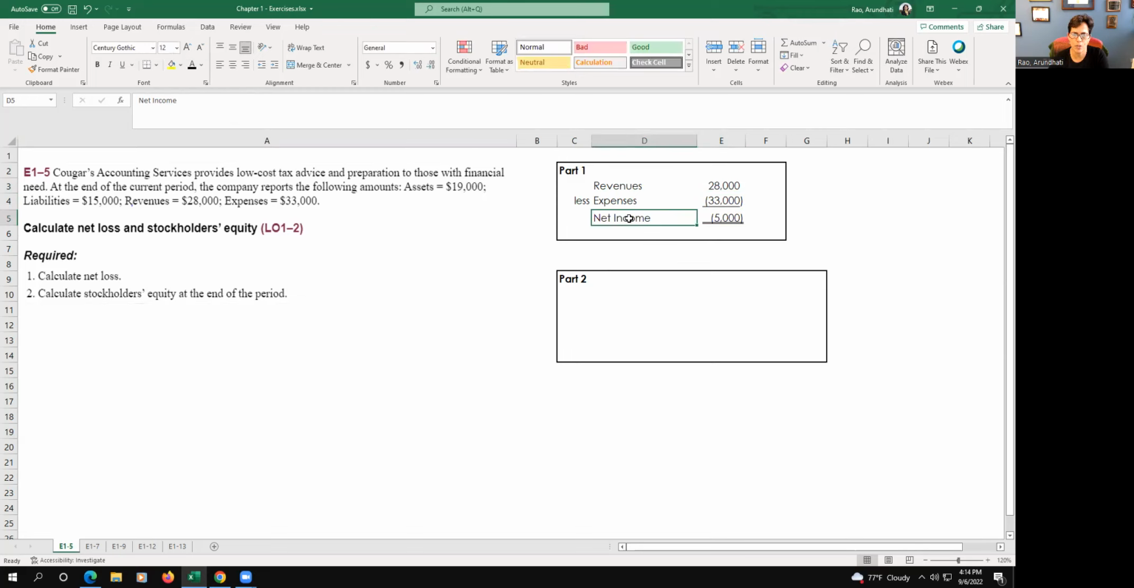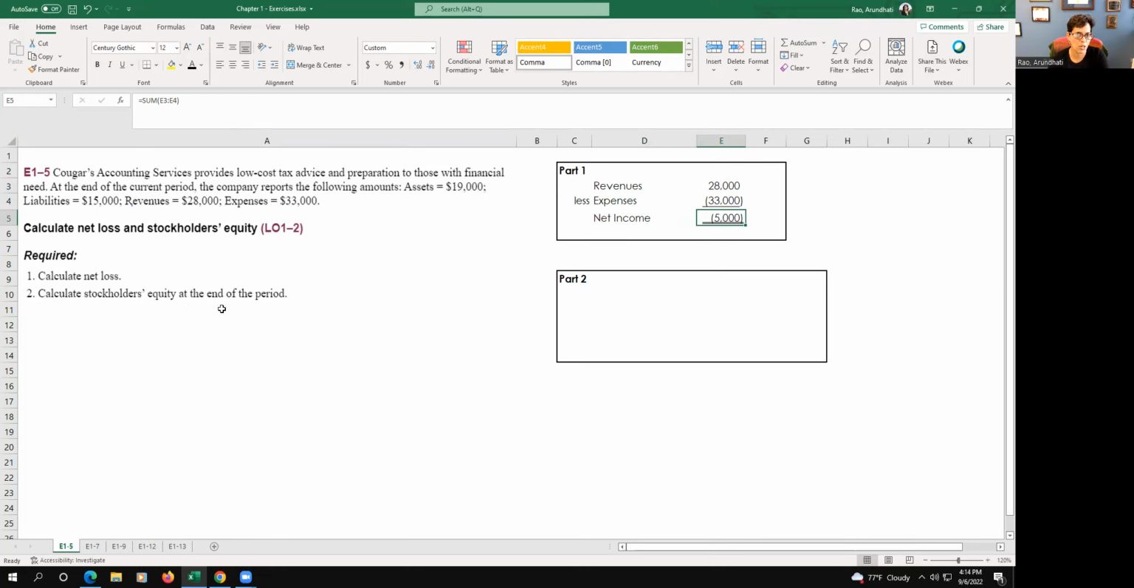The word net income is generic. If it's a net profit, this number would be positive, which means revenues would be greater than your expenses. If it's a net loss, your expenses are greater than your revenues. So in this case, it's a net loss. We have a negative number over here.